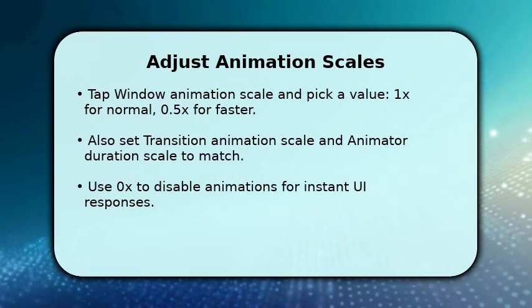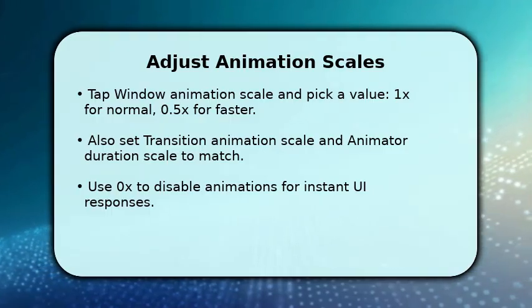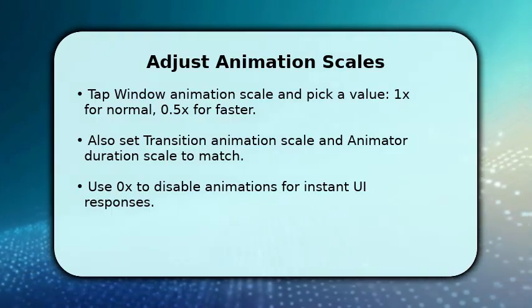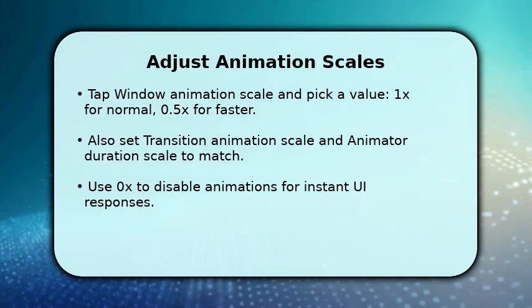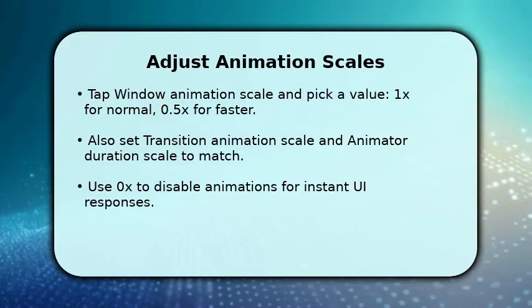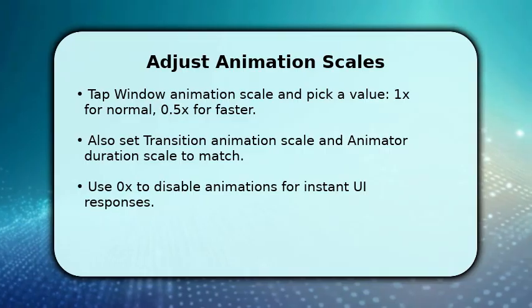You'll now change the actual scales. Tap Window Animation Scale and choose 0.5x for snappier responses or 1x to keep standard timing. 0x disables animations entirely for instant transitions. Do the same for Transition Animation Scale and Animator Duration Scale so the system feels consistent.